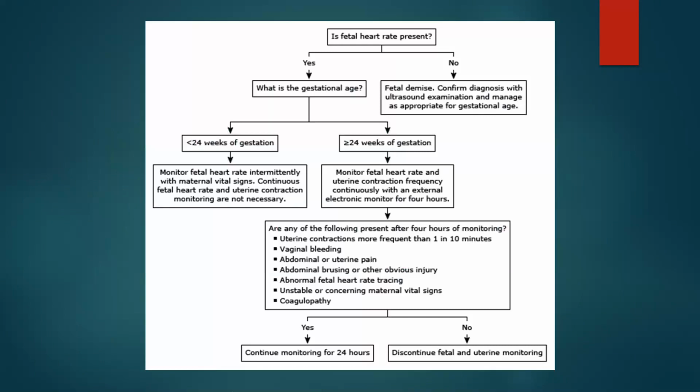So is the fetal heart rate present? Obviously, if there is a demise, then we would manage it according to the gestational age. What is the gestational age? This is where viability is important. Less than 24 weeks, or non-viable pregnancies, you can measure the fetal heart tones like you would with mom's vitals. You don't need continuous fetal heart rate tracing or contraction monitoring, as it's not necessary.